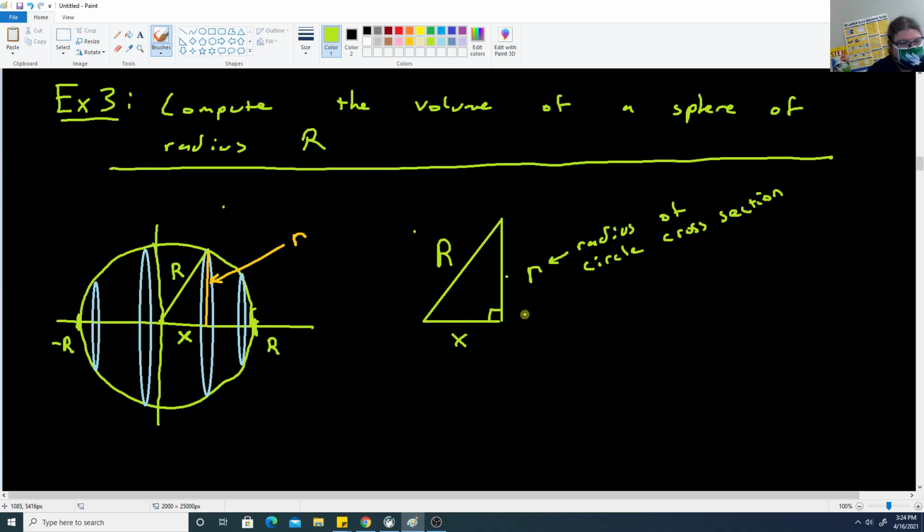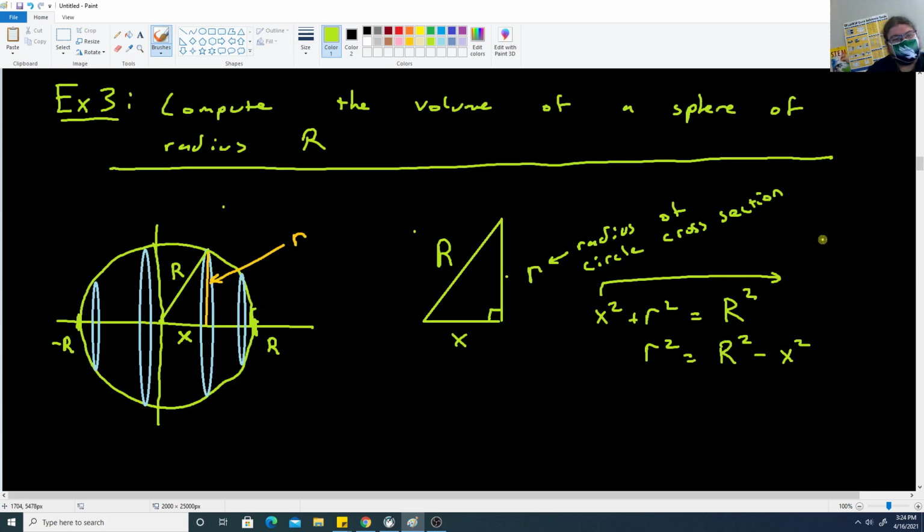So if we use the Pythagorean theorem, we can say x squared plus little r squared equals capital R squared, which would say little r squared equals capital R squared minus x squared, if we just scoot the x squared term over. To get rid of the square on the little r, we take plus or minus the square root, but since this is a distance, I want to keep the positive square root. So we'll say little r is the positive square root of capital R squared minus x squared.